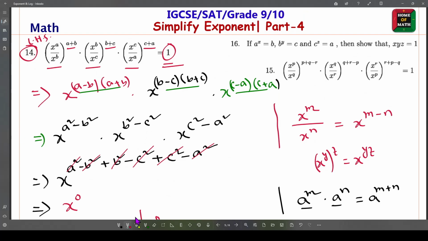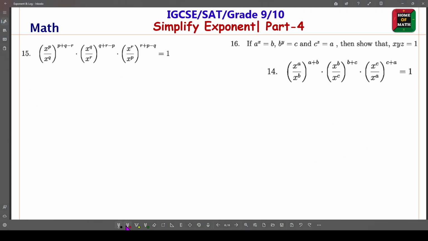Look, this is part 4 of simplifying exponents. In the previous videos, it means the previous 3 parts, we already completed 1 to 13. You will get the playlist in the description box. Now we will start number 15. Number 15, this is the left side and we have to prove this one equals 1.